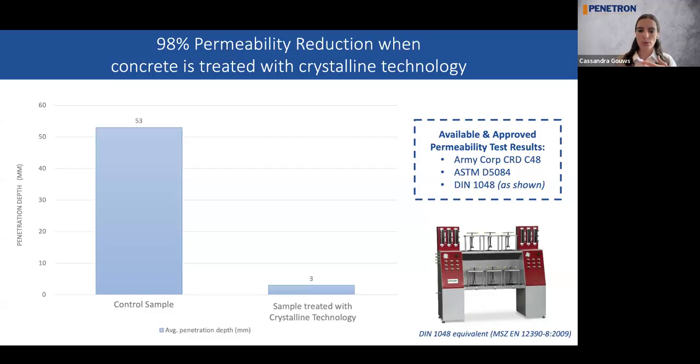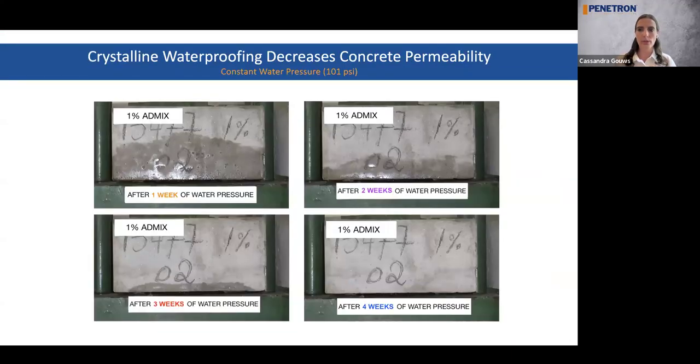So the control sample showed that the water penetrated about 2 inches, that's 53 millimeters, into the concrete, compared to the concrete that was treated with a crystalline technology, which only had water penetration of 3 millimeters, which is an eighth of an inch. So up to 98% reduction in permeability when your concrete's treated with the crystalline technology.